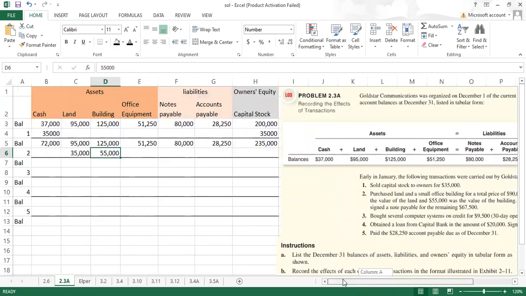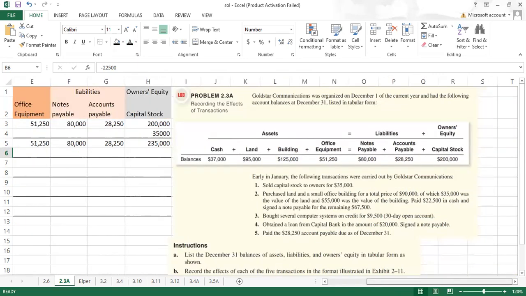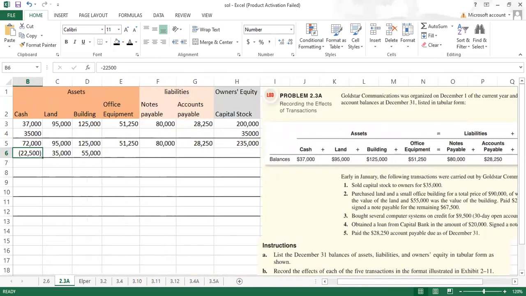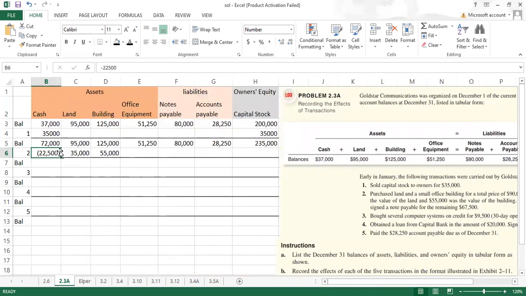Then it says paid 22,500 in cash. So we know that some of the amount was paid in cash, so cash is going to go out of the business. This is negative, so we show it by brackets. And then it says signed a note payable for the remaining 67,500. We only paid 22,500 in the form of cash, and for the remaining amount, we took out a loan. The amount for the loan was 67,500. And nothing happened in the remaining accounts.